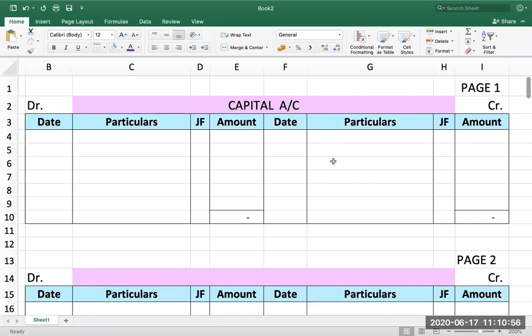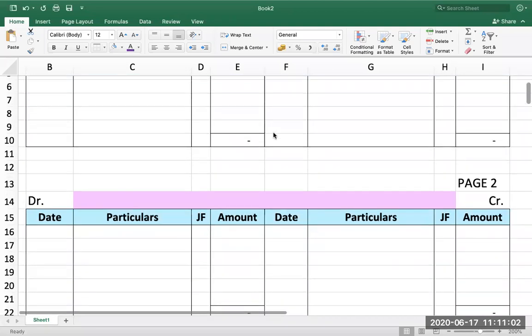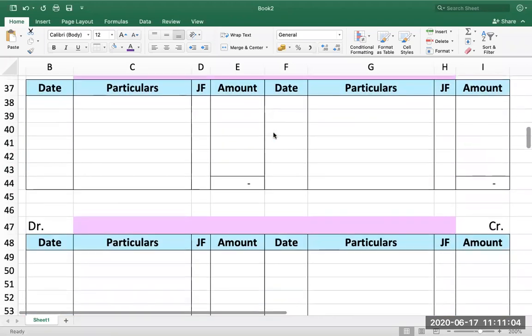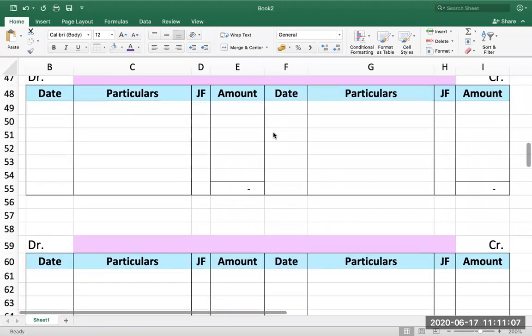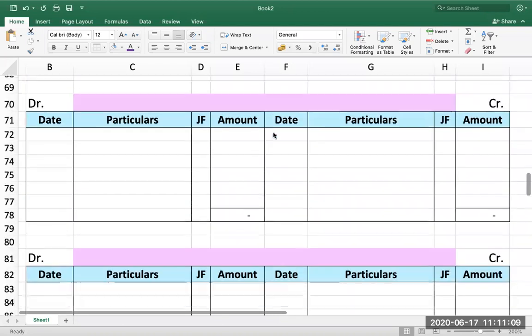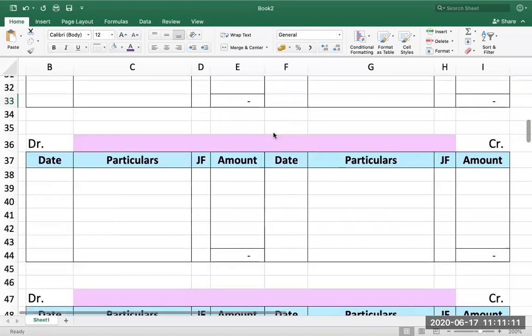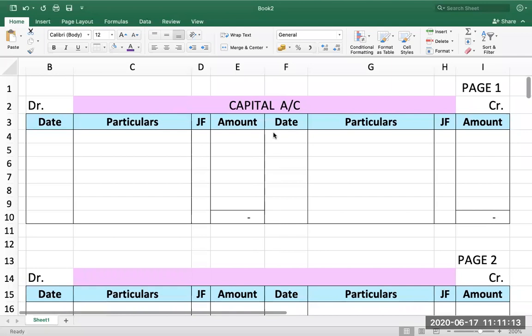You have in total 8 columns, 4 on each side. I've just made the format ready. This is the format you will be making for all the accounts. In the journal entries we did, all the accounts you saw, all those account entries will be written here.